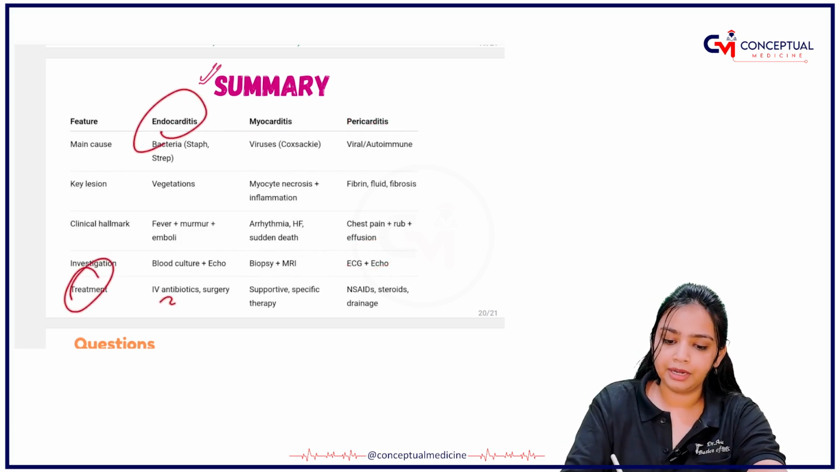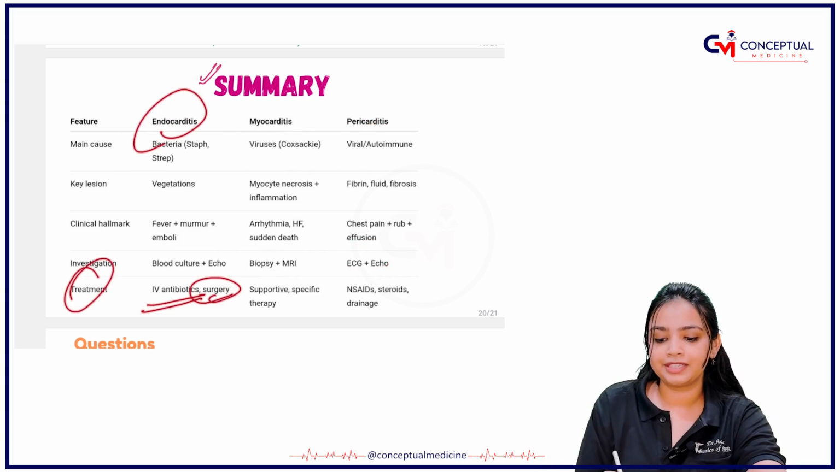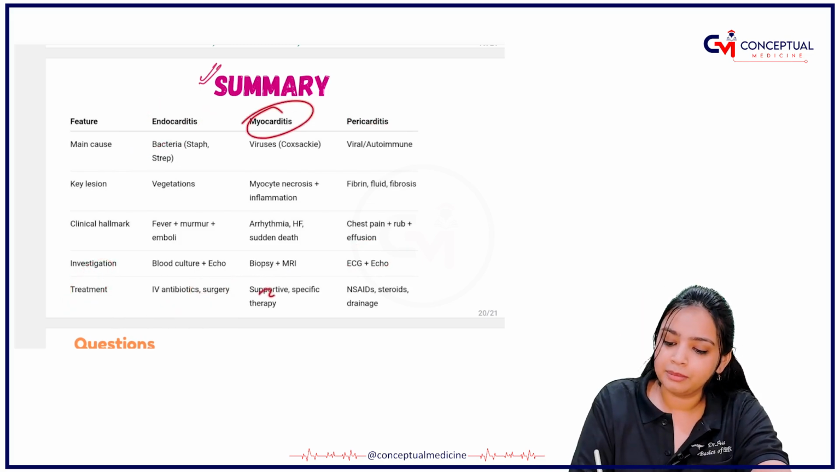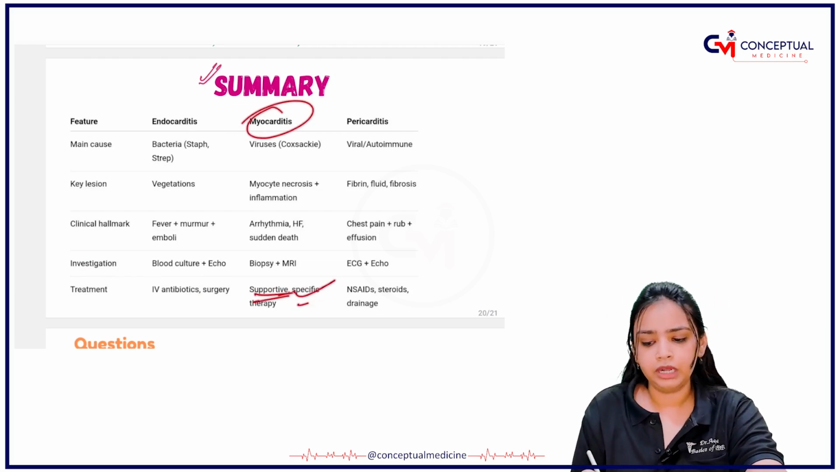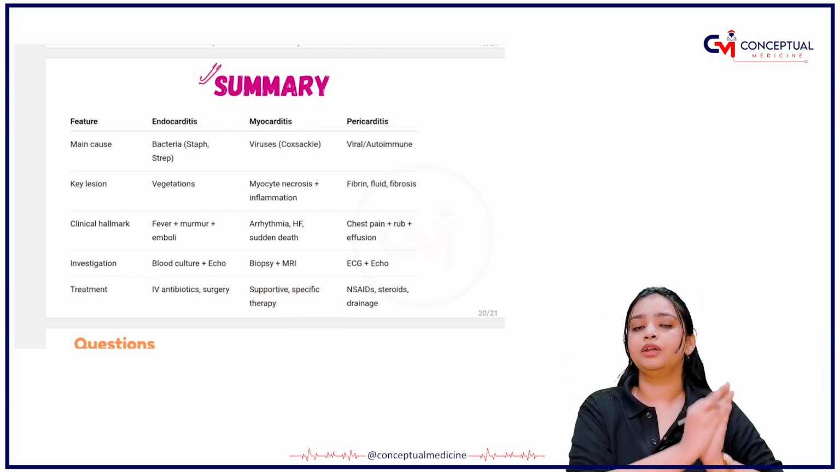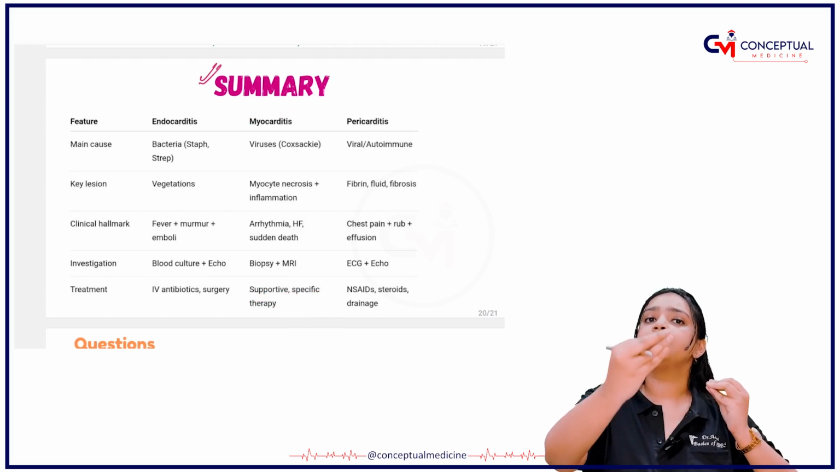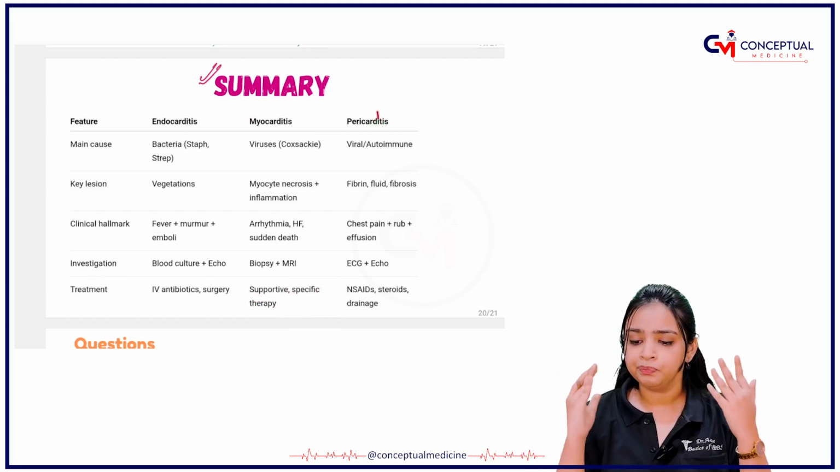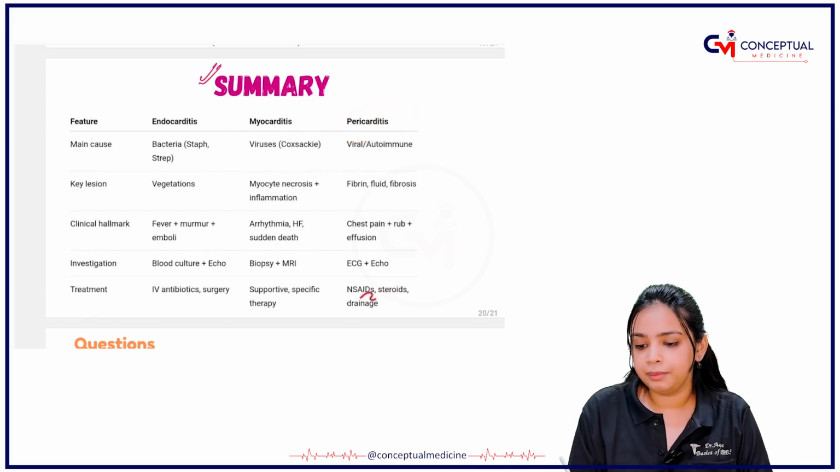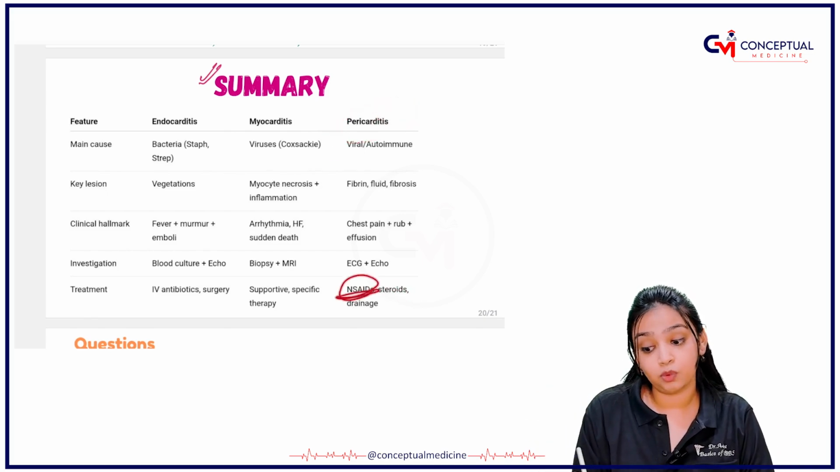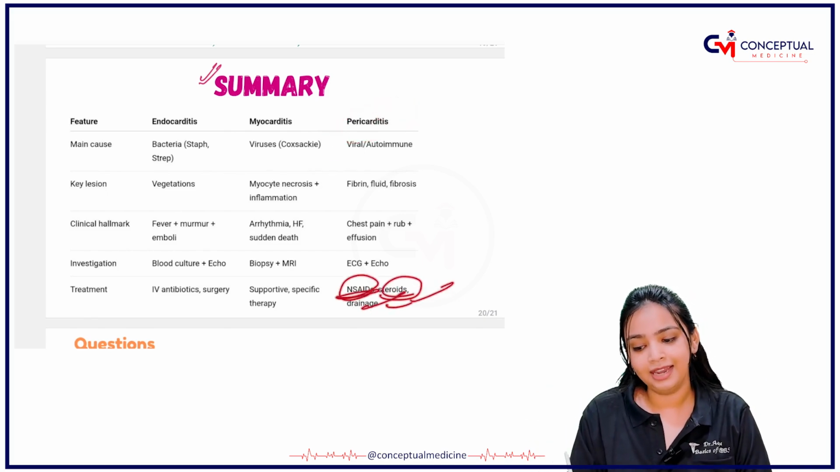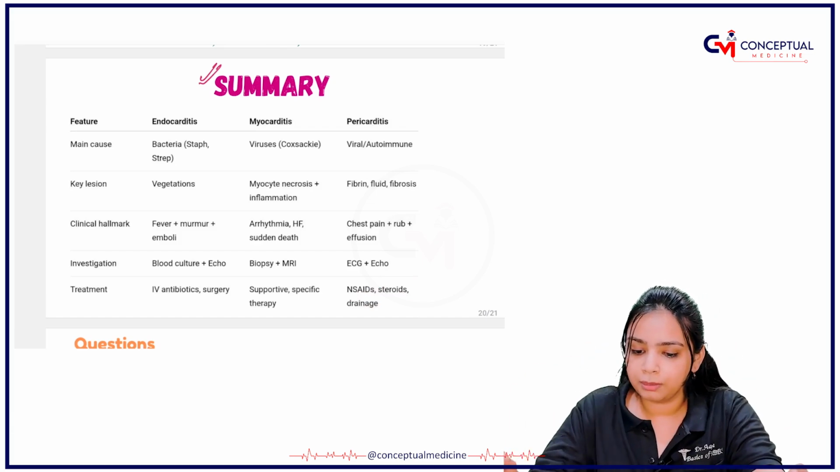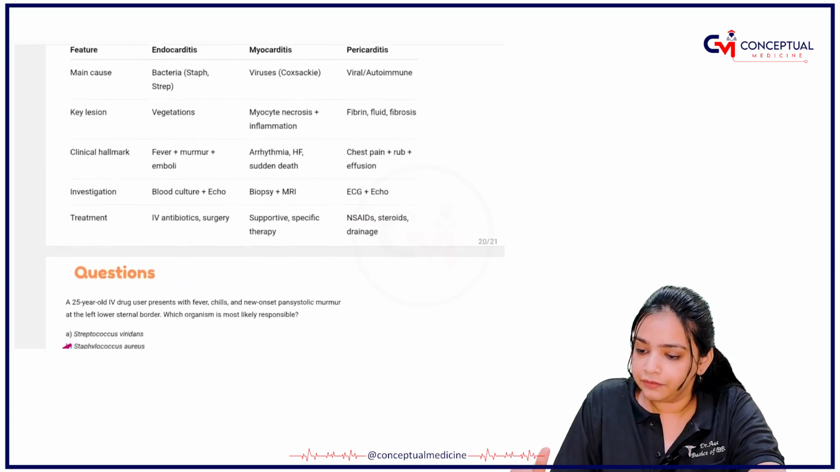For the treatment of endocarditis, IV antibiotics and surgery, valve replacement surgery, that you have to give. In myocarditis, you will give supportive treatment and specific therapy, whatever the infection the person is suffering from, we will give a specific treatment to him. In pericarditis, you will give NSAIDs. What are NSAIDs? And steroids, and drainage will be done, right? So this is all about the carditis portion. Now we are good to go.